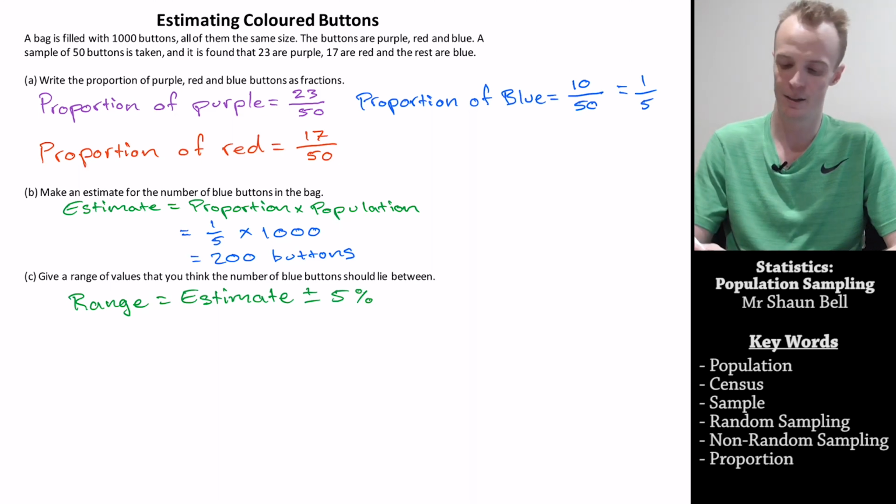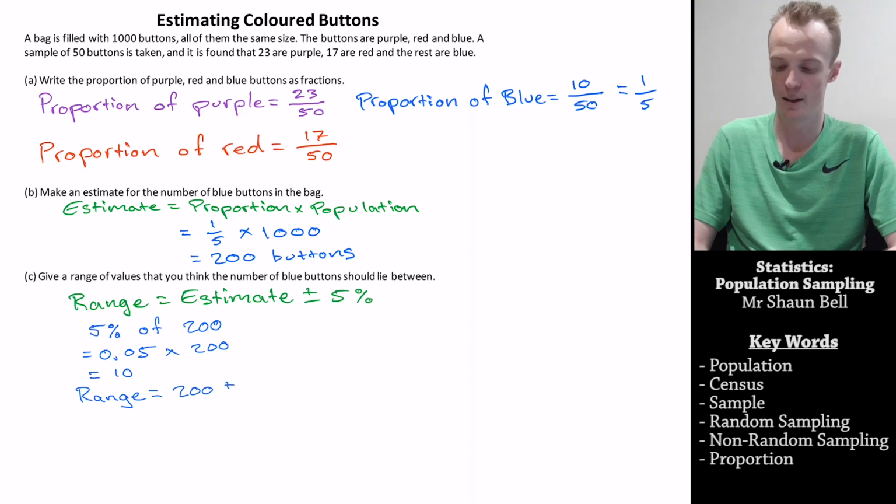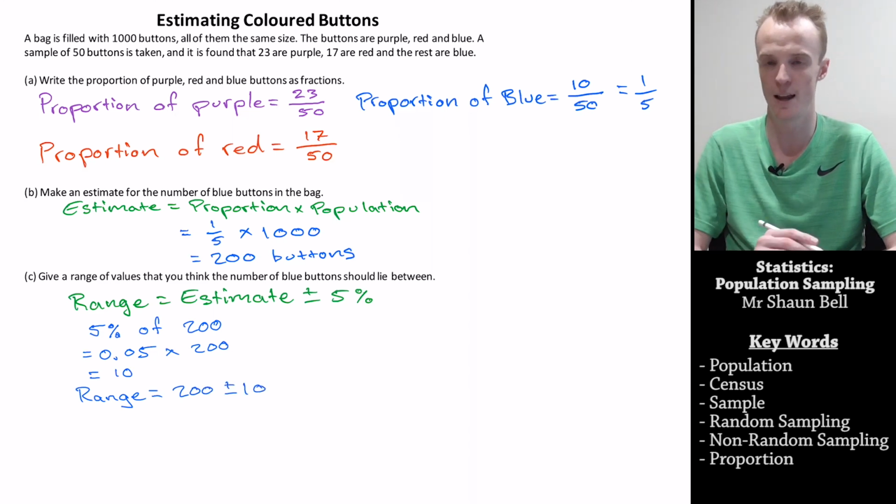So what that means is we need to work out what 5% of our estimate of 200 is. So that is equal to 0.05 multiplied by 200, which is equal to 10. Now, our range is equal to 200, because that's our estimate, plus or minus this 10.